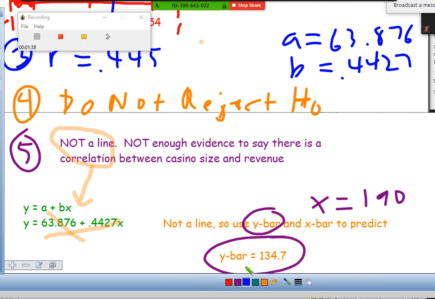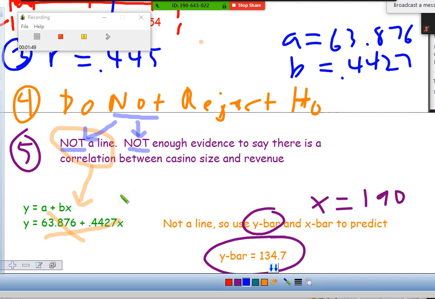So remember, those nots always go together. If you have a not here, you have nots there and there. If you do reject, then it would be a line, and then you would have enough evidence. Right, so that's how that works.